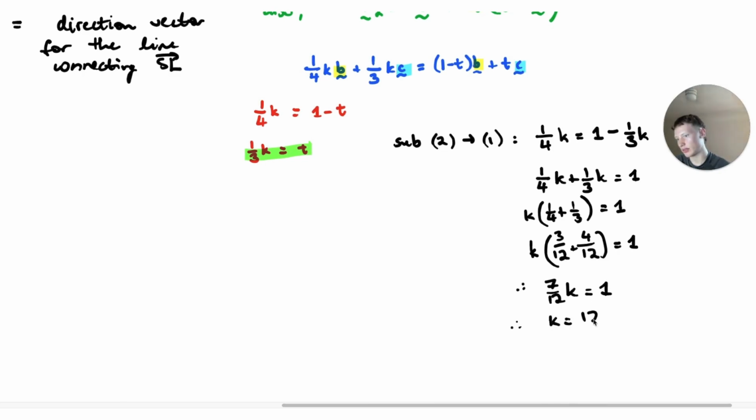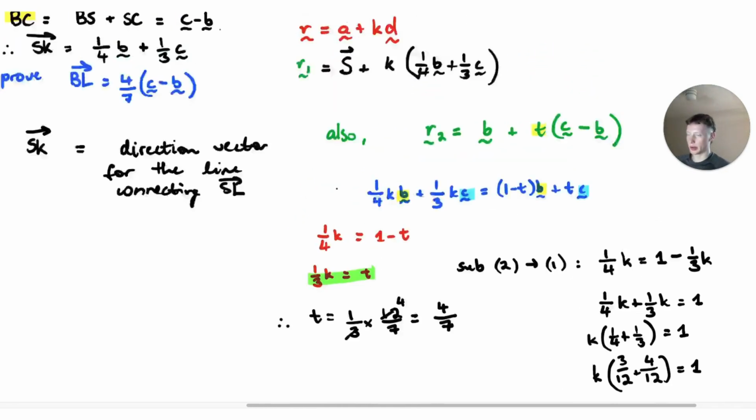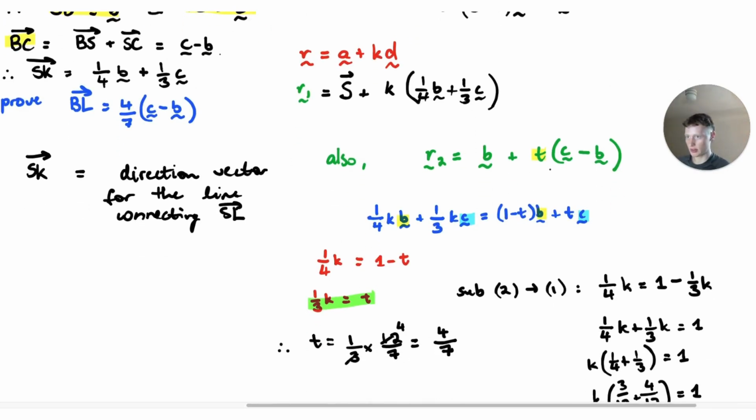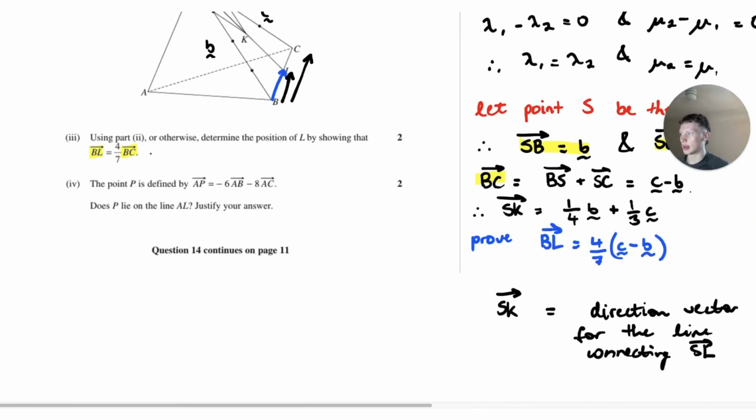So K equals 12/7. If we then bring that back into our expression for T, we can say that T has to equal 1/3 times 12/7, which if we cancel these out will give us 4/7, which means that if T is 4/7, then the equation of the line that goes from B to L starts at position vector B plus 4/7 of the line BC, meaning that the line BL has to be 4/7 times the line BC.